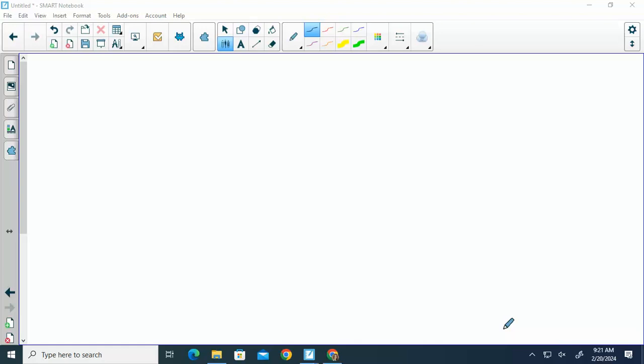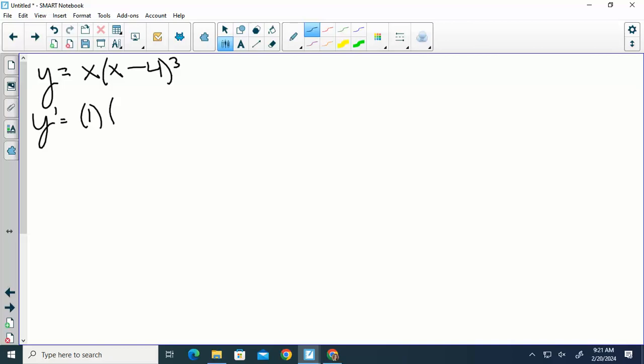Anyway, so our original problem was this. So first, we need to find the derivative, which is going to be very lengthy, because we have to do product rule. Derivative of the first, times the second, plus the first, times the derivative of the second.